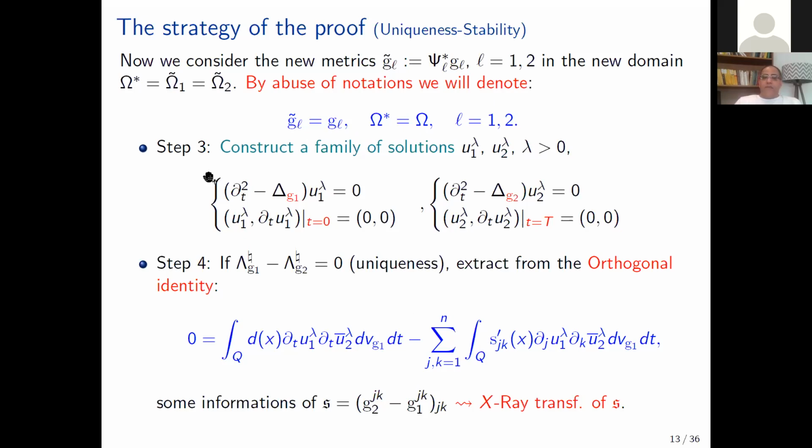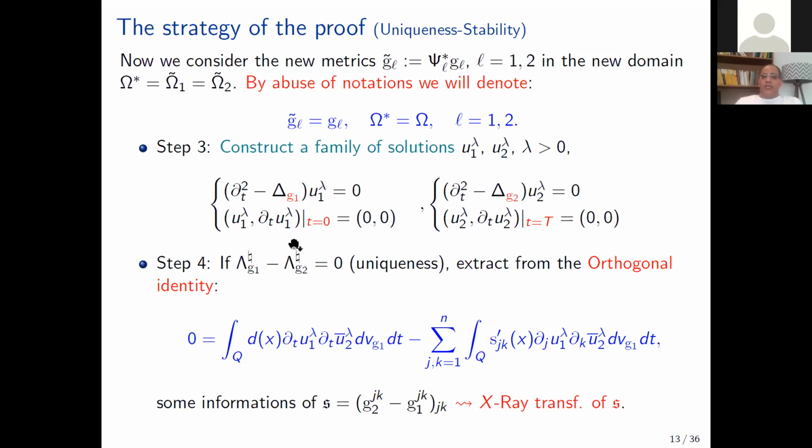In the third step, using this notation, we will construct a family of special solutions to the forward wave equation and the backward wave equation, which depend on a large parameter lambda. Of course, here the forward wave equation is with the metric g1 and the backward wave equation with the metric g2. So the final step is the conclusion.